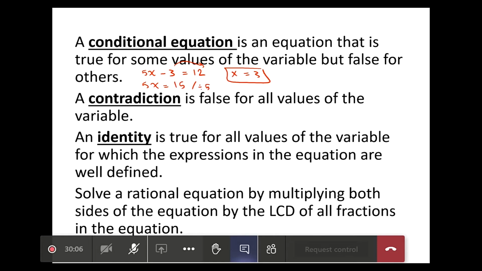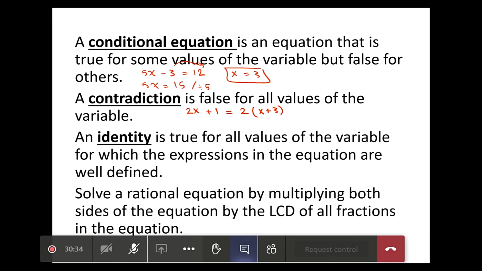As for contradiction, we have no solution for this equation. I don't have any solution for this equation. For example, 2x plus 1 equal 2 multiply (x plus 3).